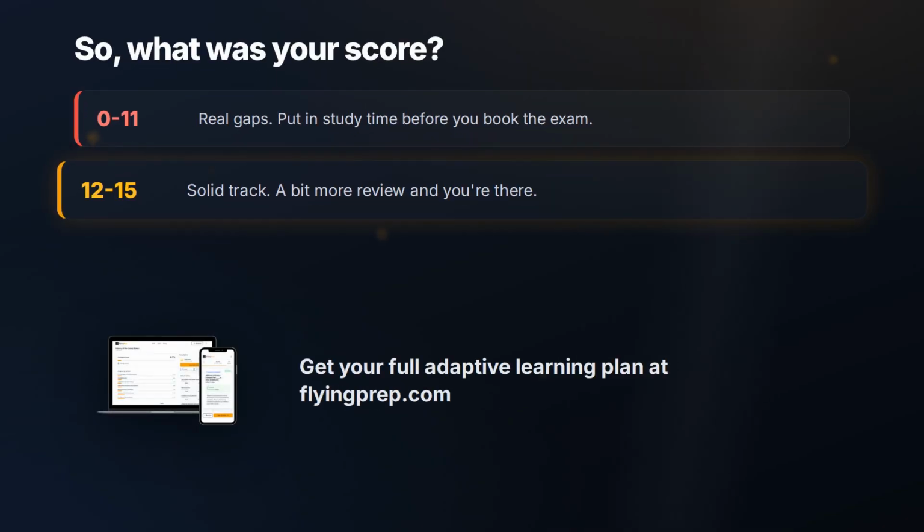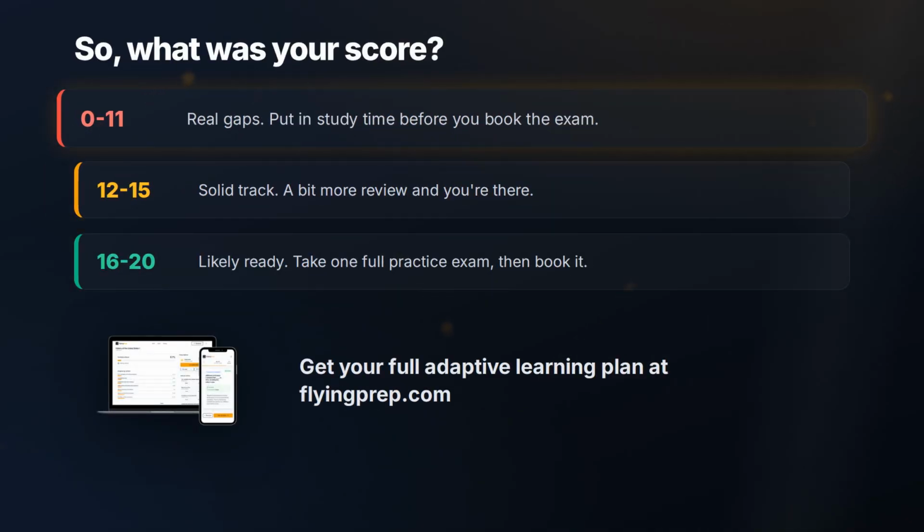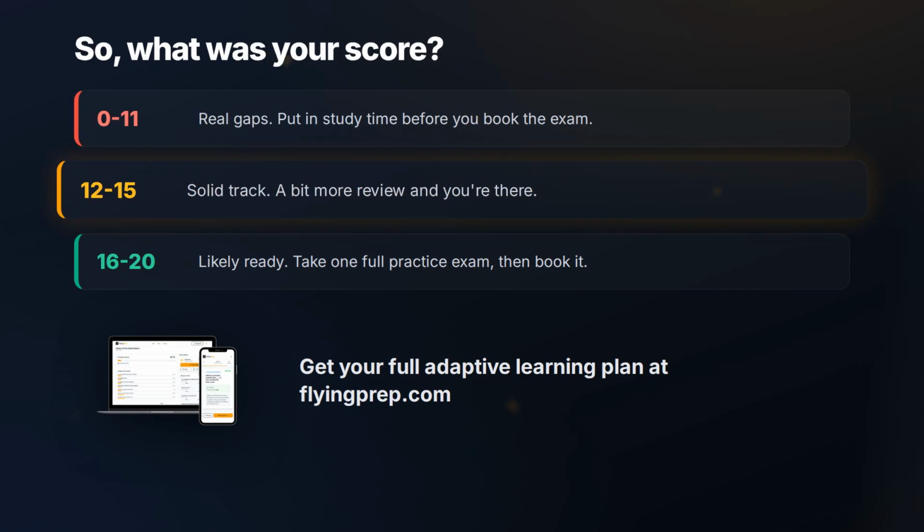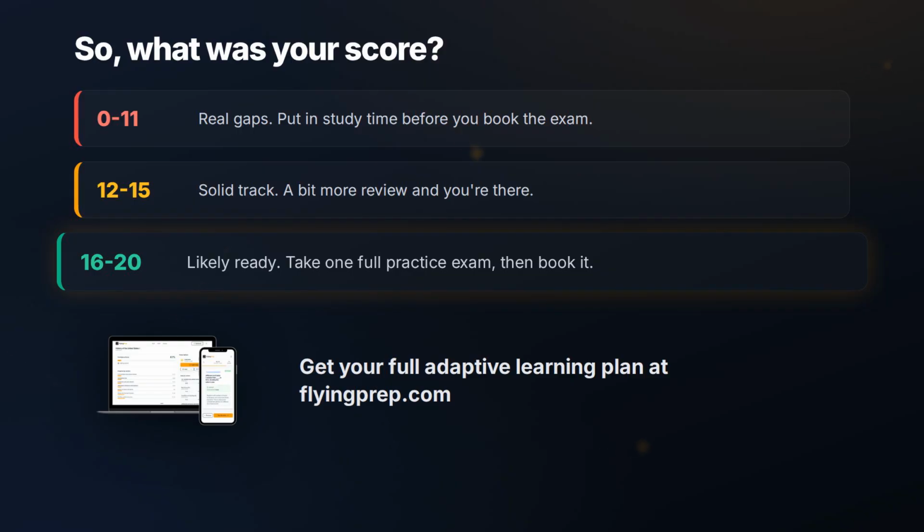So how did you do? 11 or fewer, and there are real gaps to close. 12 to 15, you're on track. 16 or more, you're likely ready.